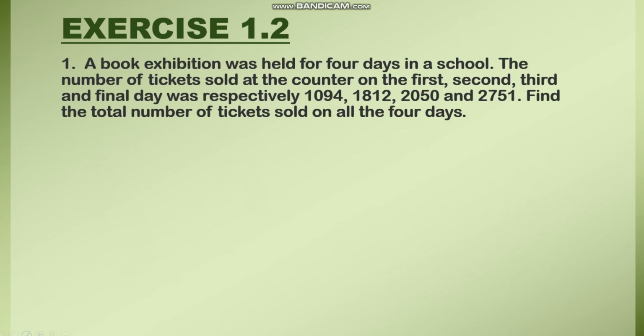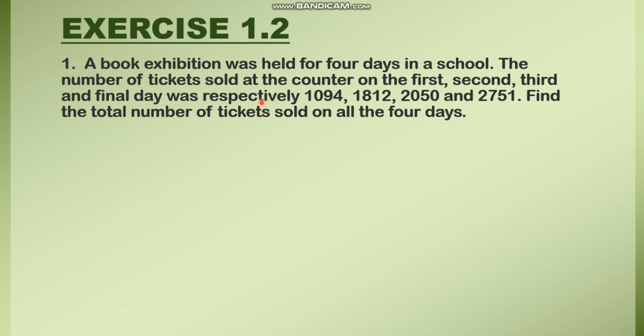Exercise 1.2, first question. A book exhibition was held for 4 days in a school. The number of tickets sold at the counter on the first, second, third, and final day was respectively 1094, 1812, 2050, and 2751. Find the total number of tickets sold on all the 4 days.